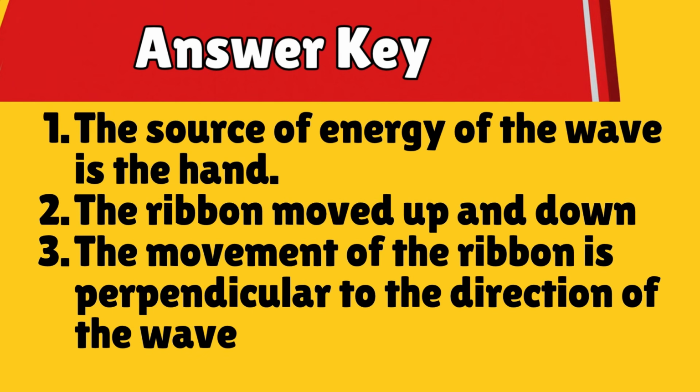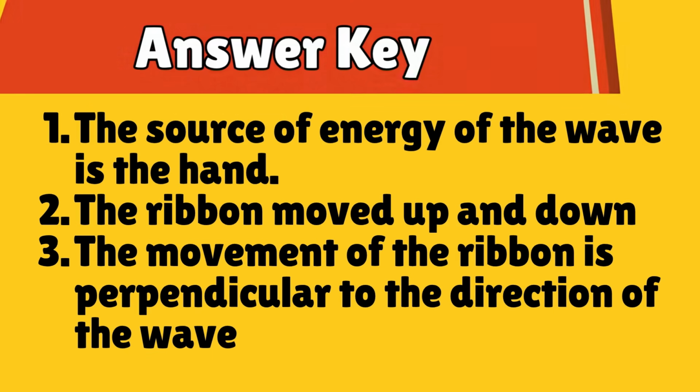So let's check your answer. Number 1, the source of the energy of the wave is the hand. Second, as the wave passed by, the ribbon moved up and down. Okay. Number 3, the movement of the ribbon is perpendicular to the direction of the wave. Perpendicular means that they intersect at 90 degrees. So as you can see from the video, the movement of the ribbon is up and down. It intersects the direction of the wave.